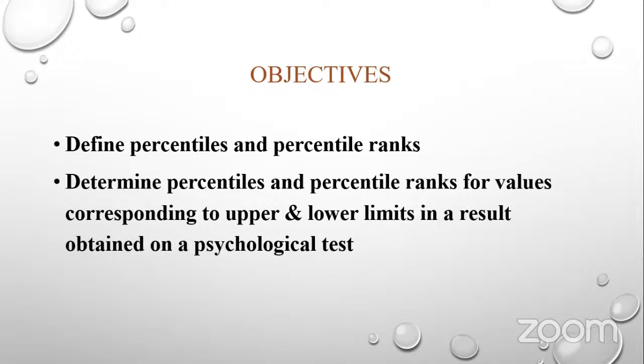So first, we are going to find the percentiles and percentile ranks. That means determining percentiles and percentile ranks for values corresponding to the upper and lower limits in a result obtained on a psychological test. You will be given an Excel sheet, and you can find the percentiles and percentile ranks after the class. This Excel sheet is based on a psychological test. We have shown you how we find the t-scores and z-scores based on results. In the same way, we are going to show you how to find percentiles and percentile ranks.